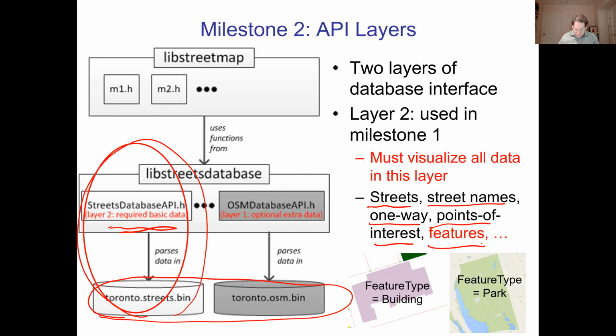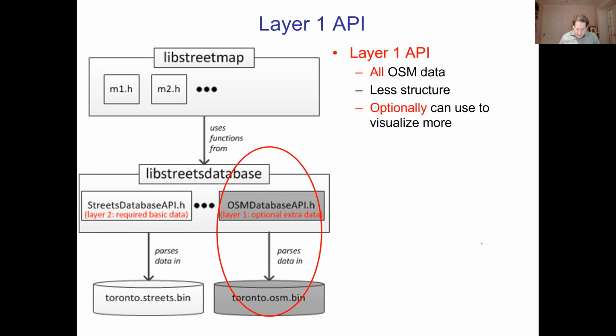Okay, that's just what these features are. You can optionally choose to visualize some additional things that are only accessible through the Layer 1 API, which you haven't used yet. That's the OSM Database API. We posted a quick start guide on the course webpage about how to get going with this.